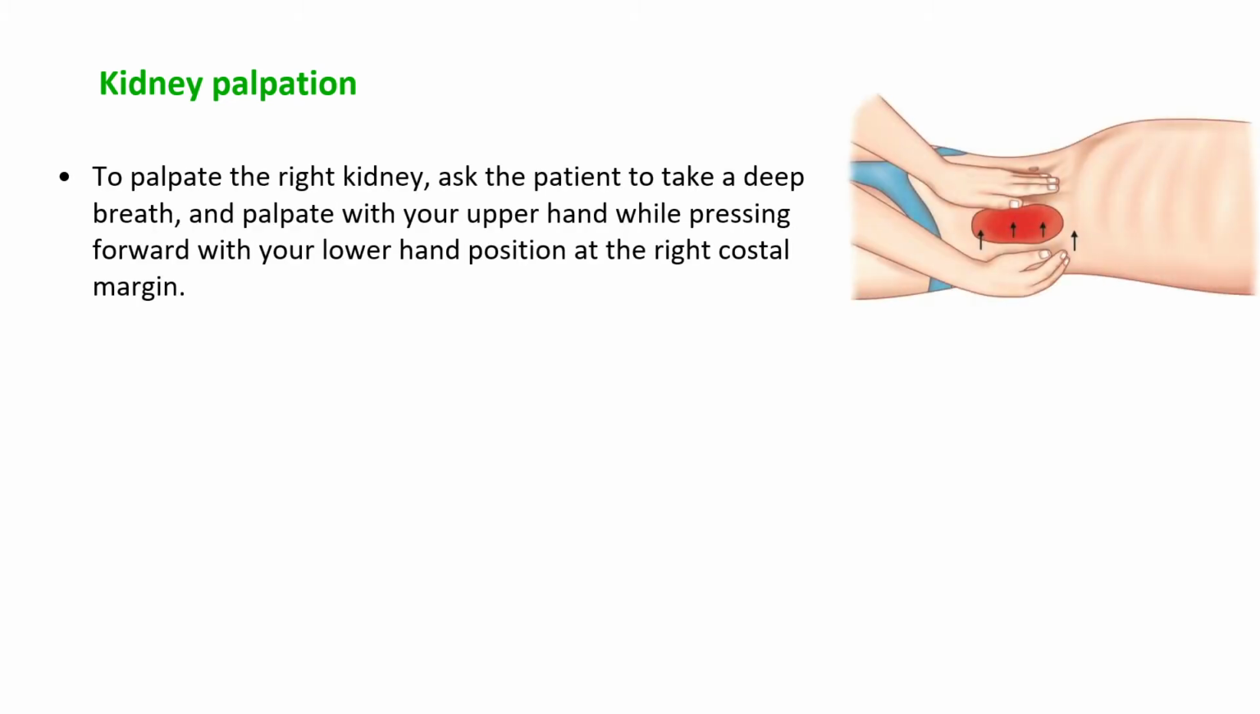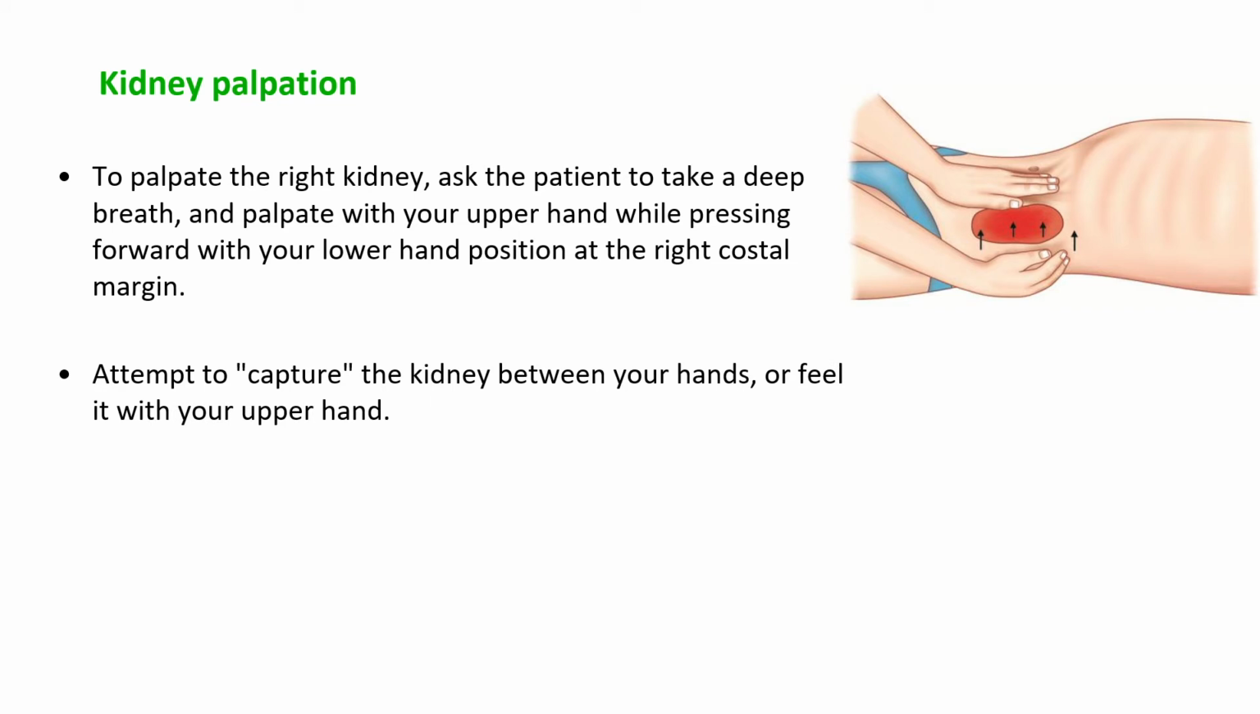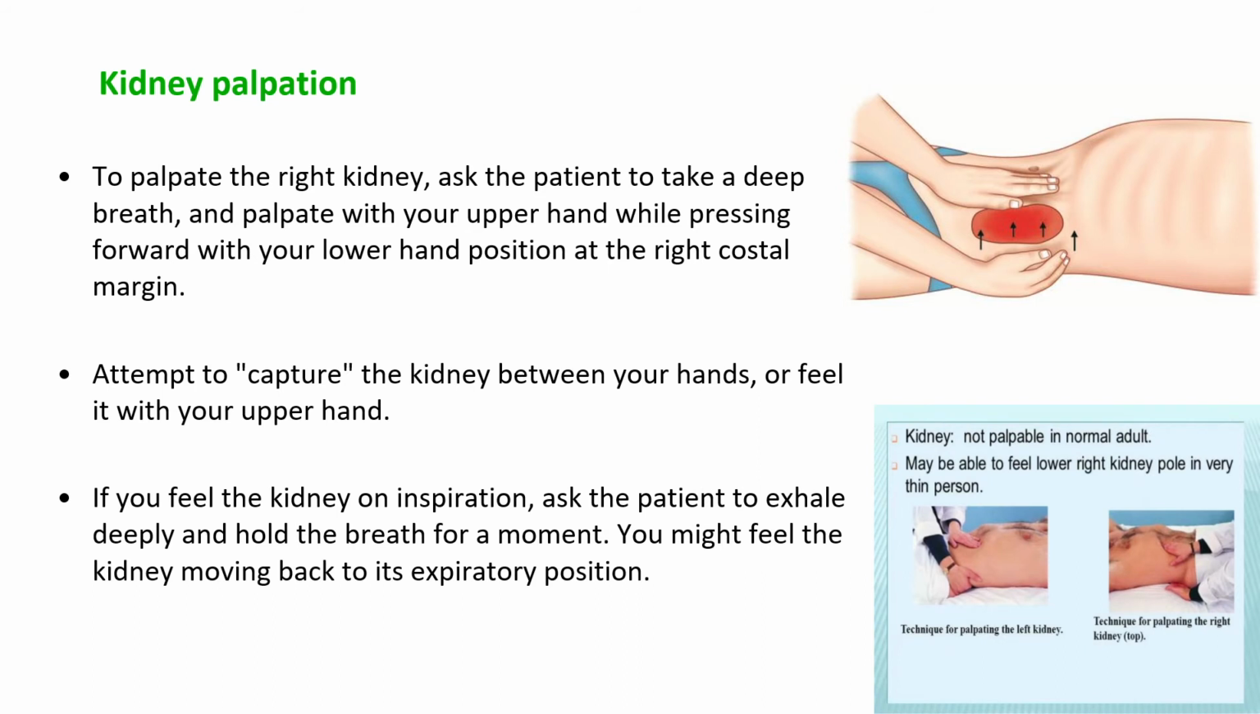You may be able to feel the lower right kidney pole in a very thin person. To palpate the right kidney, ask the patient to take a deep breath and palpate with your upper hand while pressing forward with your lower hand positioned at the right costal margin. It's like trying to make a sandwich or a burger. You're just trying to press that burger. Attempt to capture the kidney between your hands or feel it with your upper hand. The lower hand would try to push, the upper hand would try to feel it. If you feel the kidney on inspiration, ask the patient to exhale deeply and hold the breath for a moment.